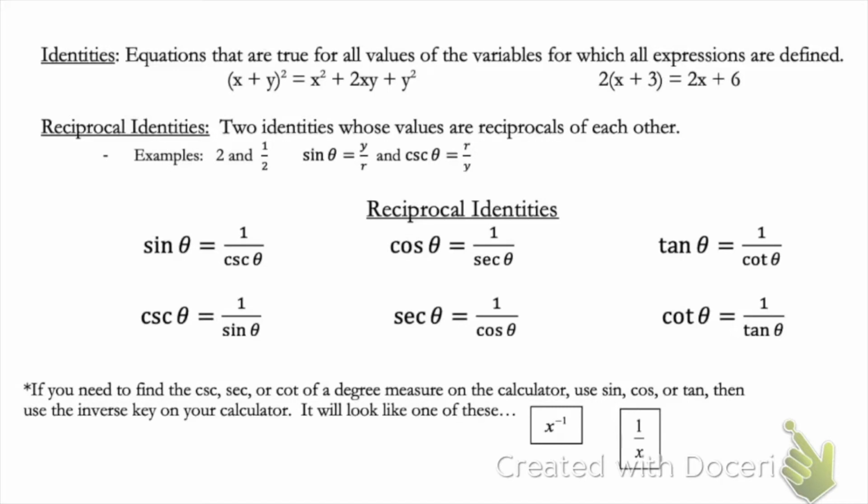Some definitions here. Reciprocal identities: the reciprocal of sine of theta is 1 over cosecant of theta. Again, that's because we have this reciprocal relationship with y over r and r over y. If you need to find cosecant, secant, or cotangent in your calculator, you're going to use the sine, cosine, or tangent button, and then you're going to use your inverse key. Some of your inverse keys might be x to the negative 1, or maybe it's 1 over x. If you're having trouble finding it, just ask your teacher.